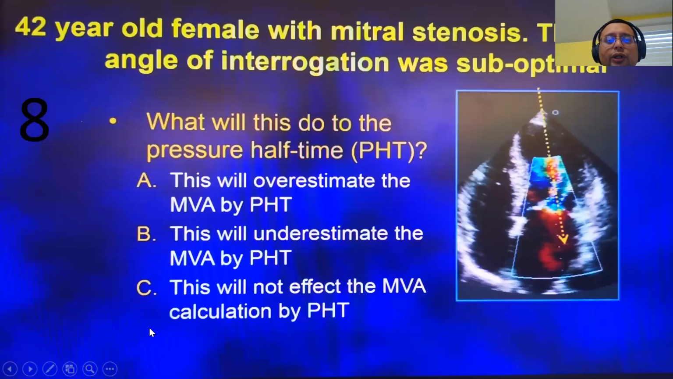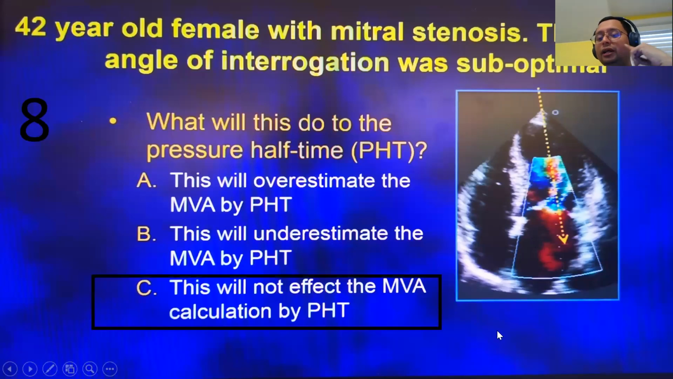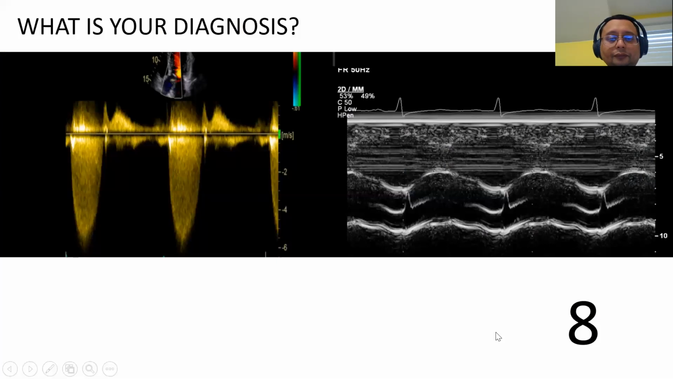Look at the other question. This is a 42-year-old female with mitral stenosis. The Doppler angle of interrogation is suboptimal. What will this do to pressure half time? This is actually very interesting. I do not know the rationale, but apparently it doesn't matter what your angle of insonation is, it will not affect the mitral valve area calculation by pressure half time. So your pressure half time will not be affected. I don't know the rationale behind that. I just wanted to tell you.